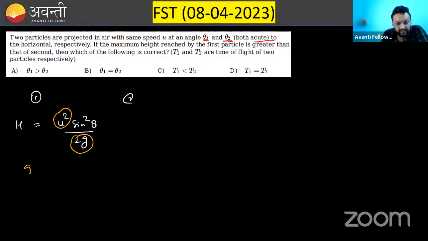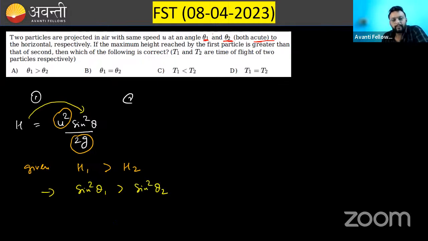Now, according to the question, H1 is greater than H2. The height attained by the first particle is greater than the second particle. If you see that, you can clearly state that H is directly proportional to sine square theta. That means sine square theta 1 is greater than sine square theta 2. All other factors are independent. That means theta 1 is greater than theta 2. So which option is correct out of these? Theta 1 is greater than theta 2. That is option number A is correct.